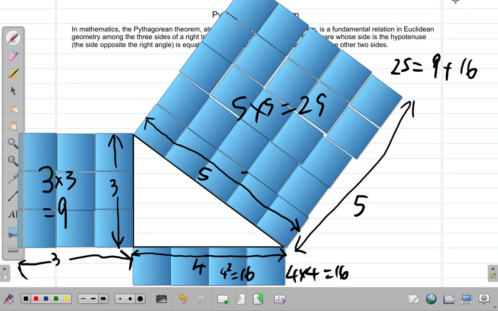Good. So that's what Pythagoras theorem says. For any right angle triangle, the length of the hypotenuse squared is equal to that other side over there squared plus the next side over there squared. Alright. So that is the Pythagoras theorem. I will see you later in the next video.